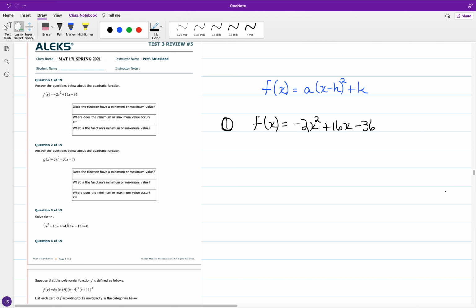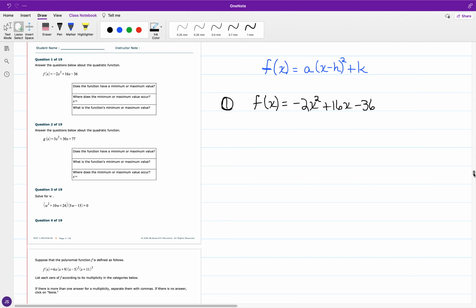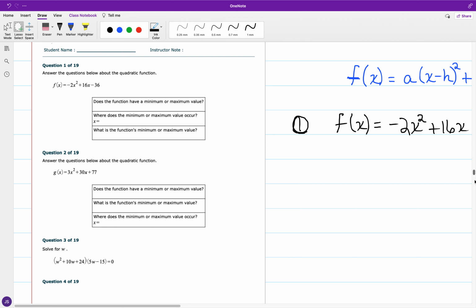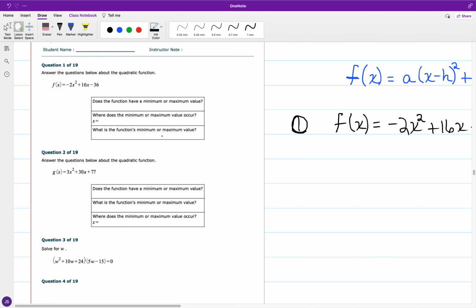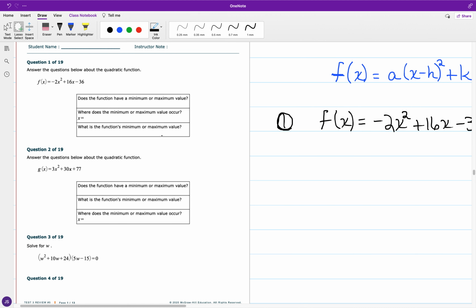Resuming with what we have in the test 3 review, we're going back to the quadratic functions. With the first question, we have a given function f of x equals negative 2x squared plus 16x minus 36, and we're looking at answering the following three questions. We're looking at whether the function has a minimum or maximum value, where that minimum or maximum value will occur, as well as just what that minimum or maximum value will be.